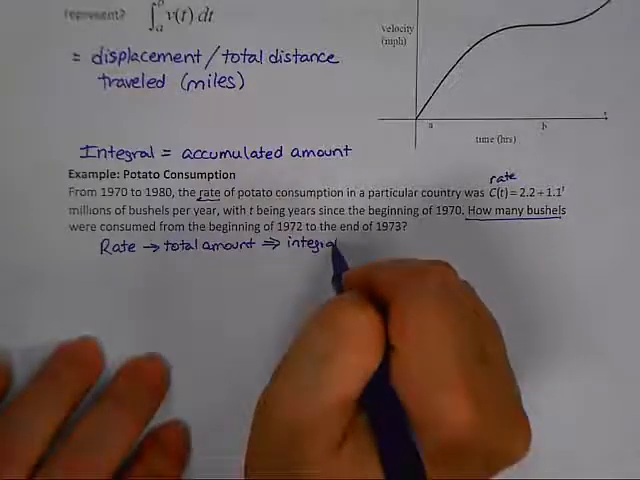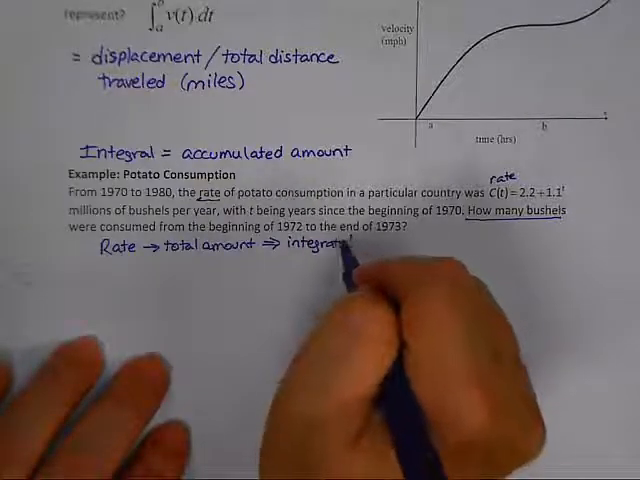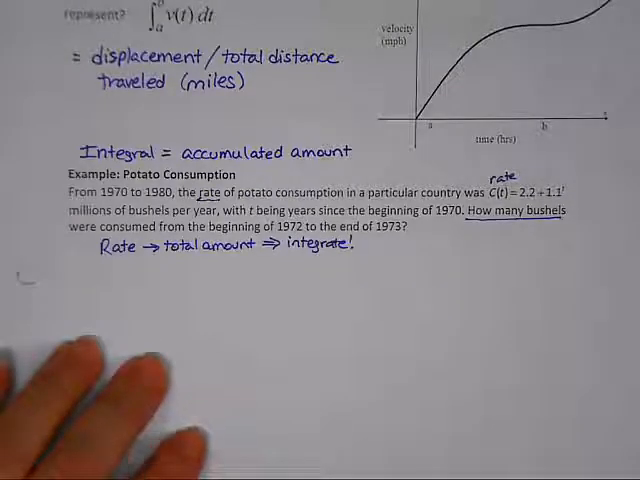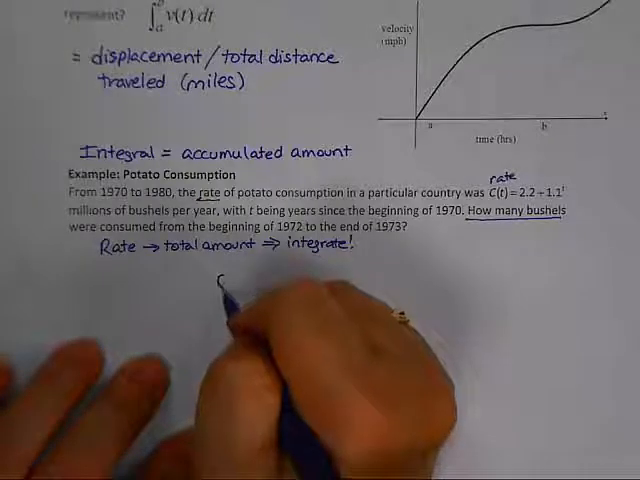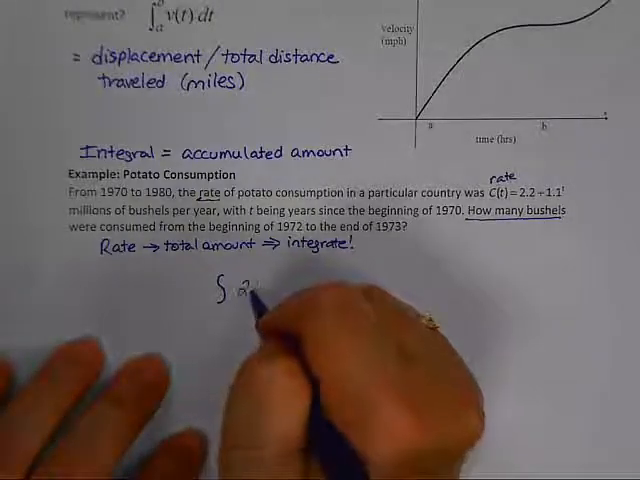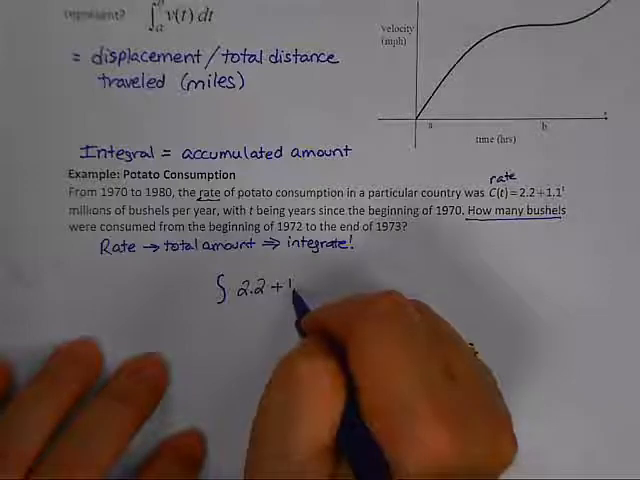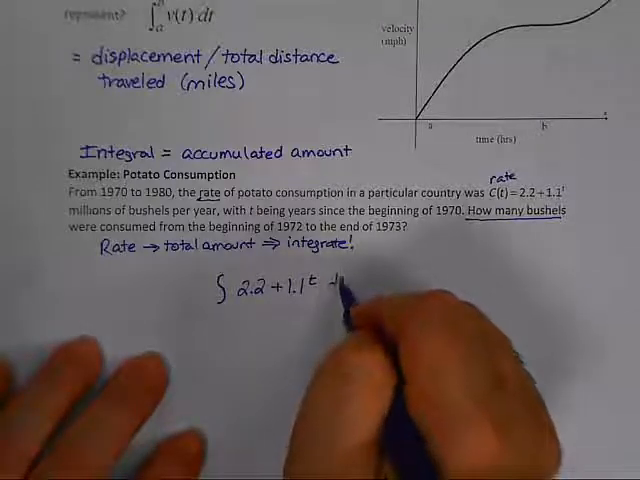And this is what I want you to get out of this lesson today. When you are given a rate and you are asked to find a total amount of something, how many bushels, then you're going to integrate to do so. Okay? So, in this case, it's going to be the integral of this function 2.2 plus 1.1 to the t dt.